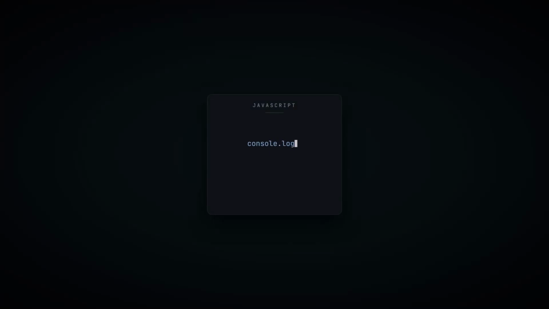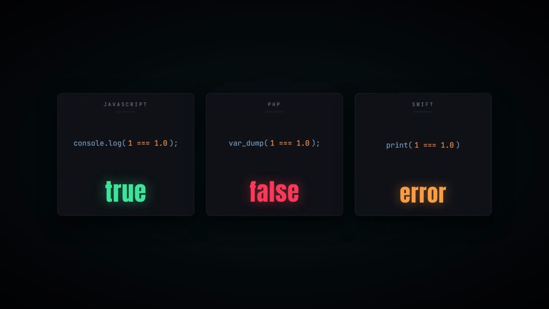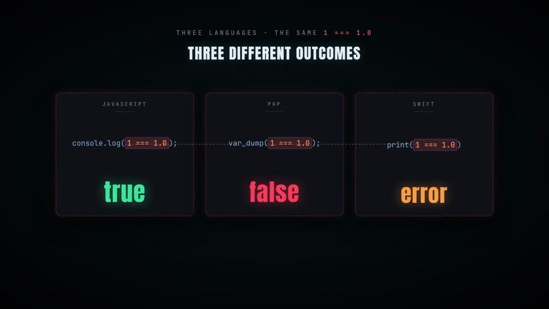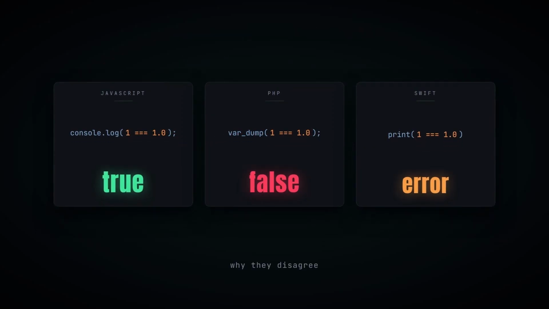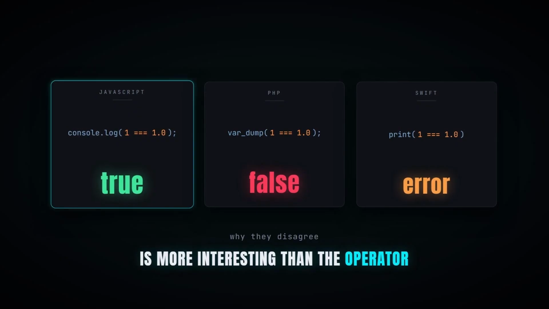Write 1 triple equals 1.0 in JavaScript and you get true. Run the exact same code in PHP and you get false. Paste it into Swift and your build fails to compile. 3 languages, the exact same characters, 3 completely different outcomes. None of these languages is broken and none of them is wrong. The reason they disagree turns out to be a lot more interesting than a simple comparison operator.